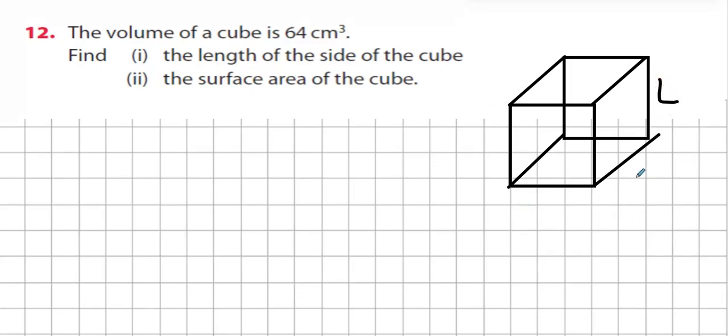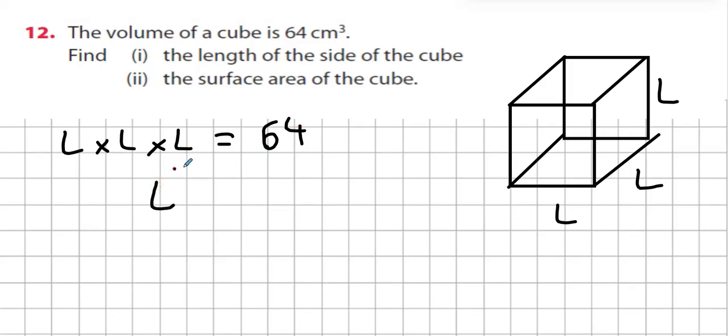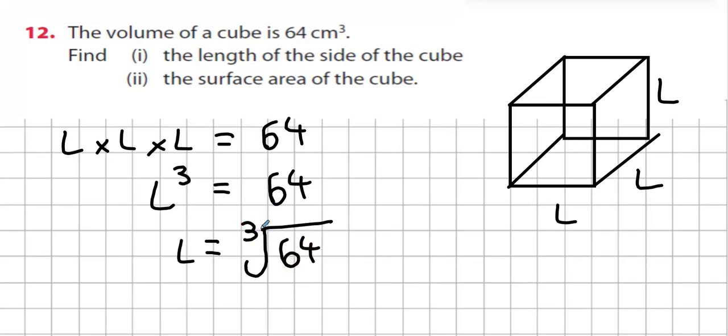L, L, L. Would you all agree it's L multiplied by L multiplied by L is 64? Everybody agree with that? We agree that L to the power of 3 is 64? When I multiply L by itself 3 times, the answer is 64. Does anybody know how to find what L is on its own? It's what's called cube root. Does anybody see this way of doing it? You need to find that button, cube root 64.